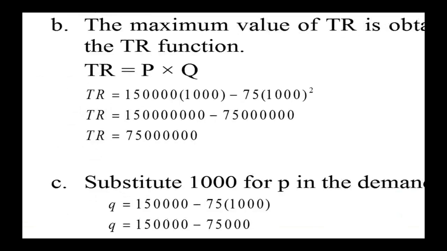TR equals P times Q. TR equals 150,000 times 1000 minus 75 of 1000 squared. TR equals 150 million minus 75 million. TR equals 75 million. C. Substitute 1000 for P in the demand function.